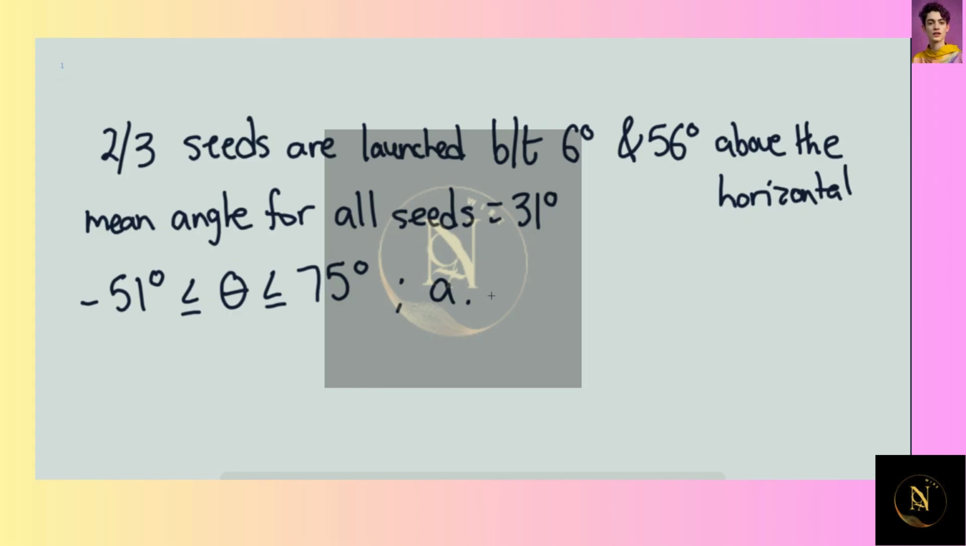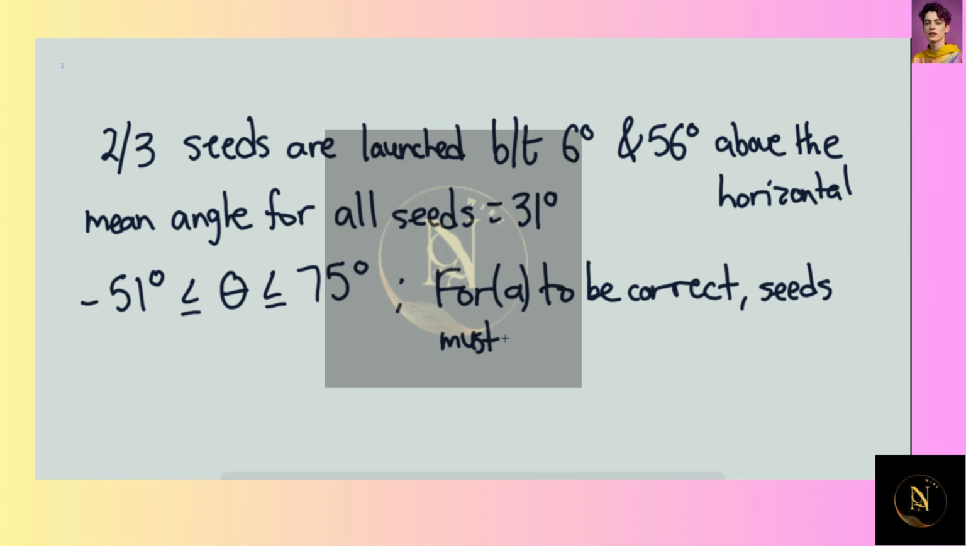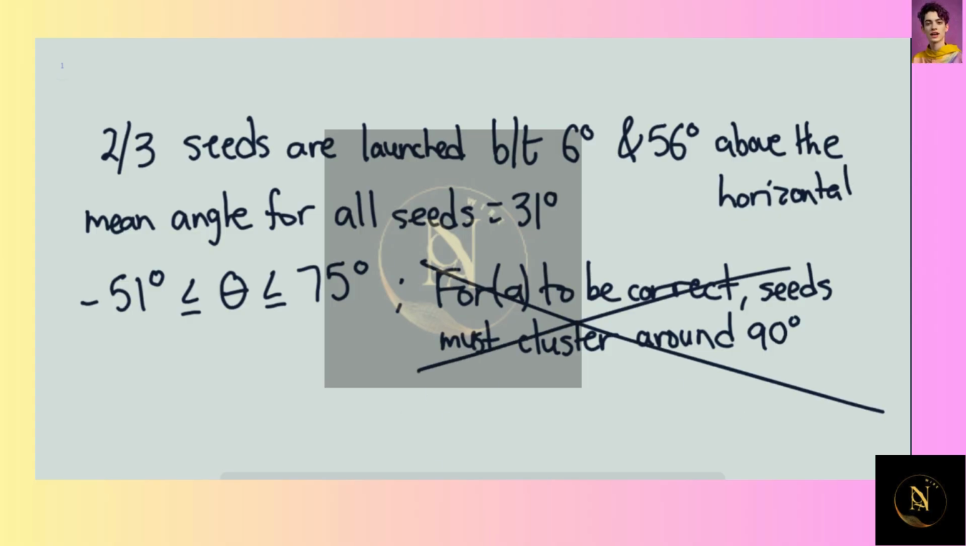We know that for A to be correct, seeds must cluster around 90 degrees. And this is not true. So hypothesis A is not correct.